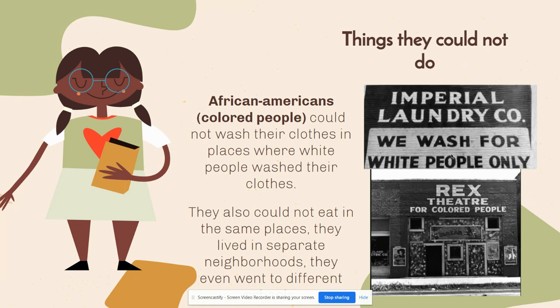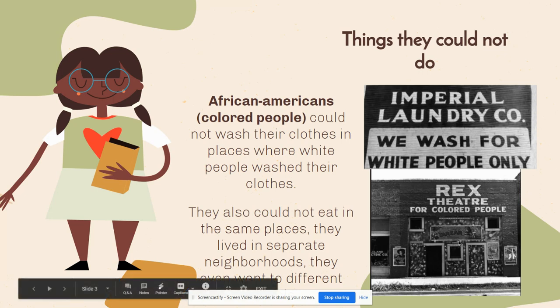So African Americans and white people, they had their separate laundries. For example, you see this picture where it says, "We wash for white people only." This is an actual sign. Like, this existed. I am not making this up. So, white people and colored people, they used different laundry rooms. They did not mix. You see this other example, it says theater. So, a theater is kind of like the movies, right? Like a movie theater. And this movie theater is specifically for colored people only.